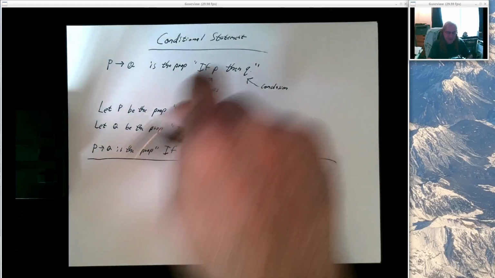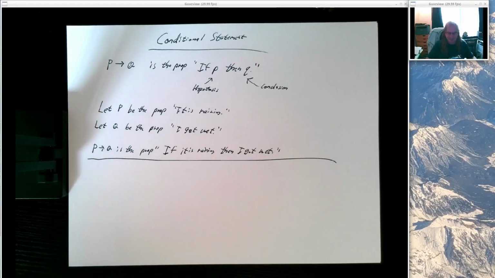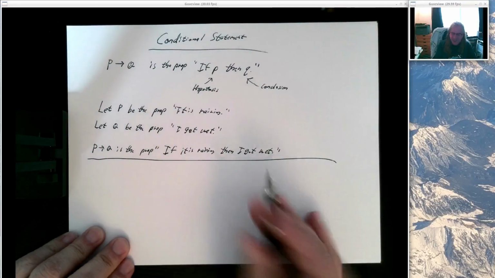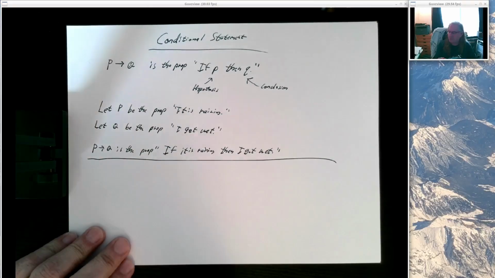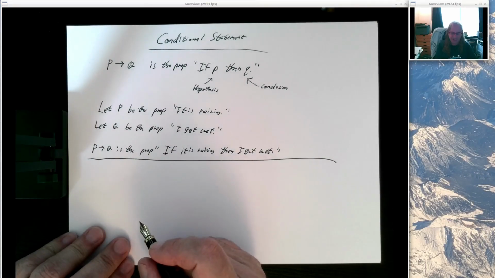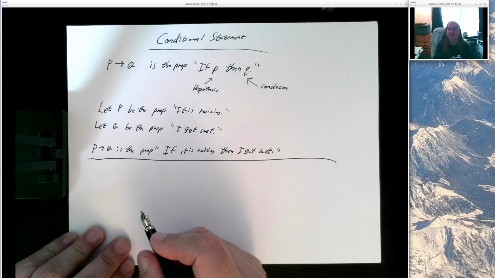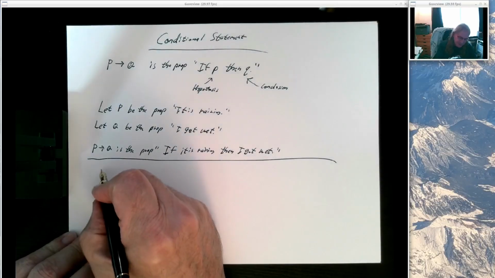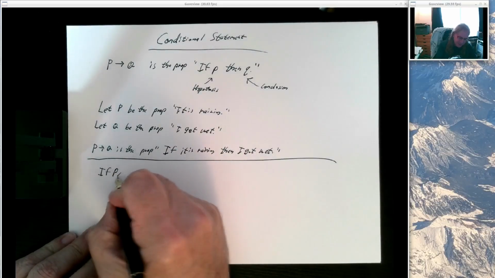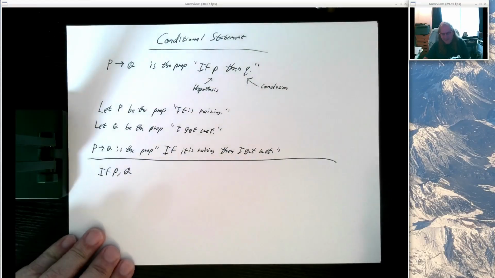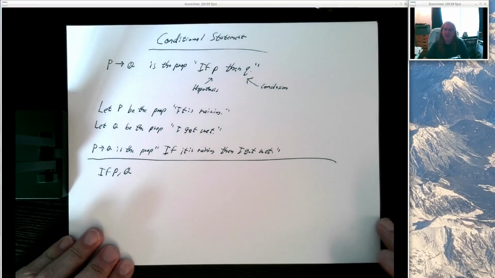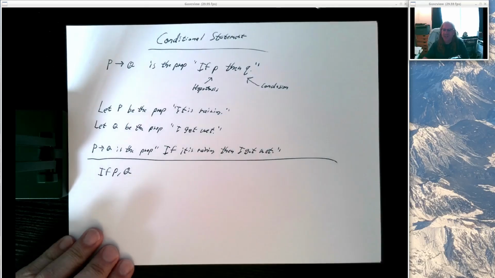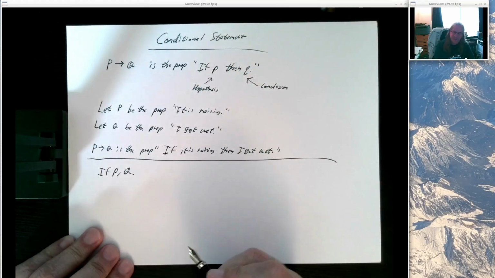So let's look at some other forms of this if-then statement. If it is raining, then I get wet. That's a pretty typical way to phrase this if P then Q. But sometimes we might say if P, comma, Q. If it is raining, I get wet. And the then is kind of implied. So that's equivalent to if P, then Q.